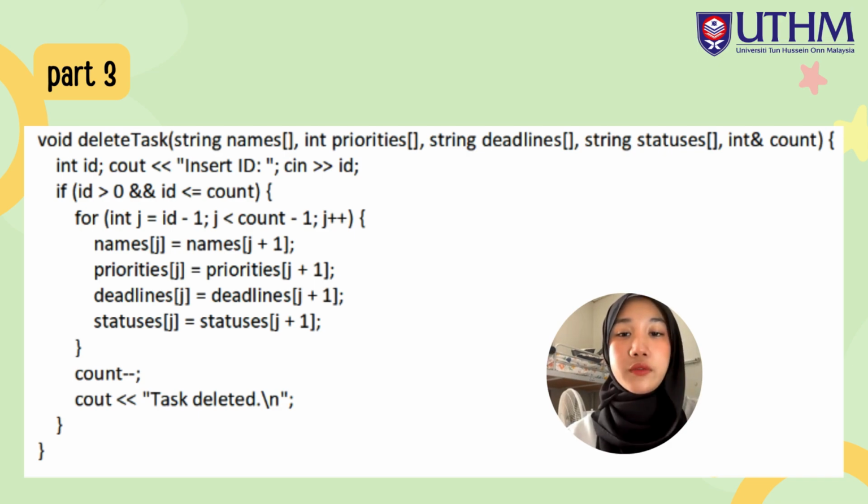So in summary, this function validates the task ID, removes the selected task, shifts the remaining tasks, updates the total count, and displays a confirmation message.